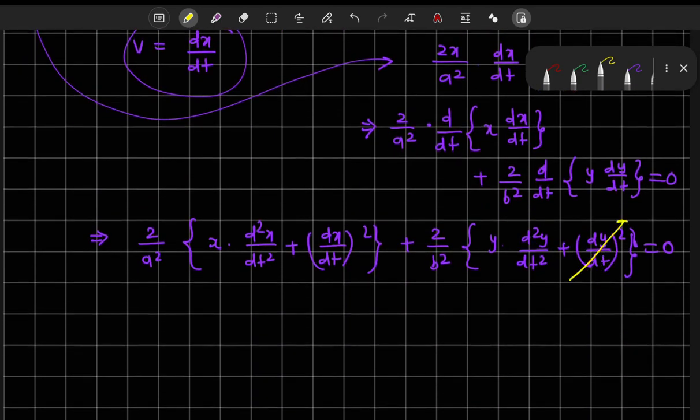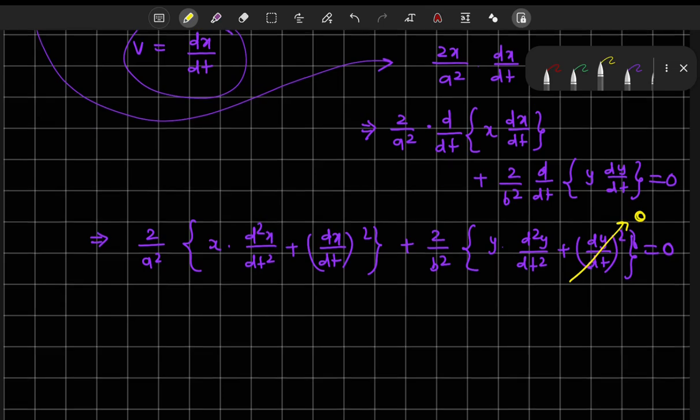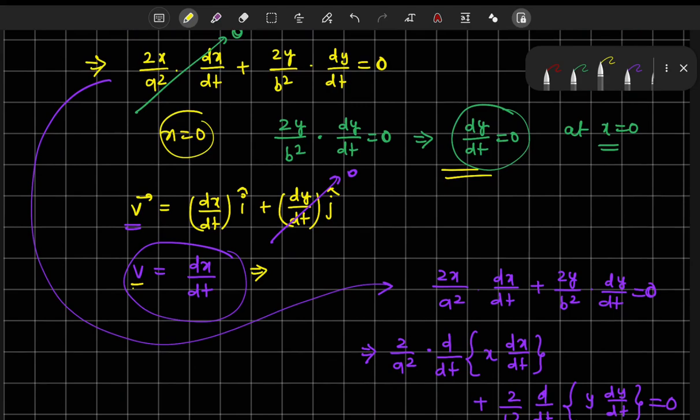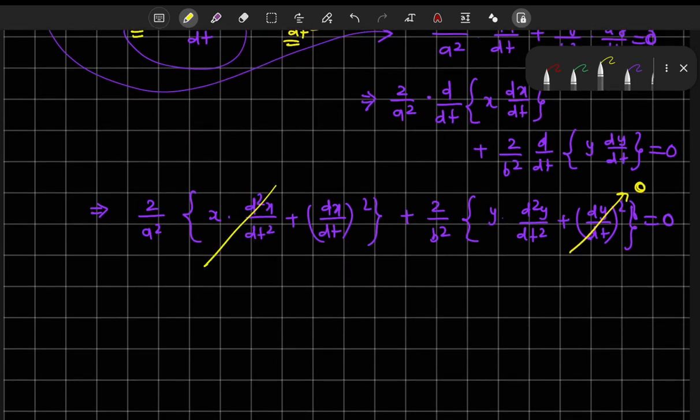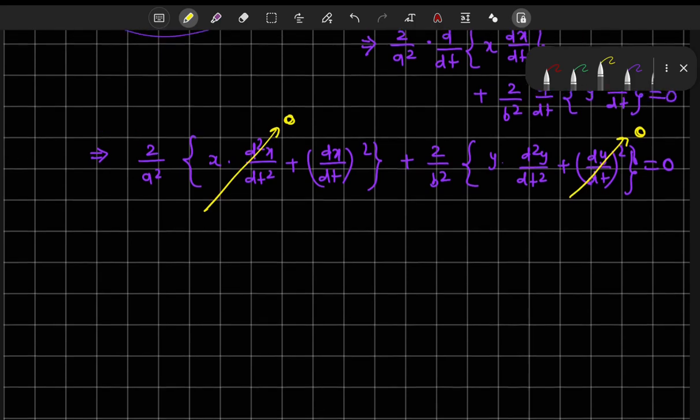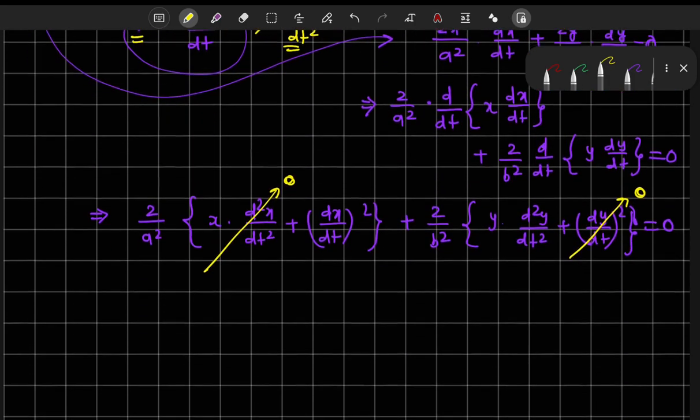So this term will be 0. d square x upon dt square is also 0 because v is constant. So we can write d square x upon dt square is equal to 0. So this particular term will also be 0. So we can write finally, dx upon dt is v.